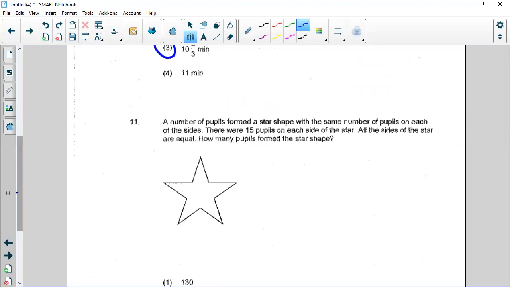Now, a number of pupils form a star shape with the same number of pupils on each of the sides. There were 15 pupils on each side of the star. All the sides of the star are equal. It means that every side has an equal number of students, right? How many pupils form the star shape? Okay, now let's see who got tricked.